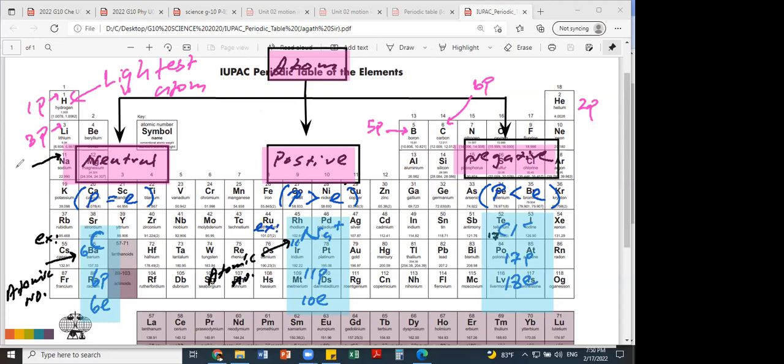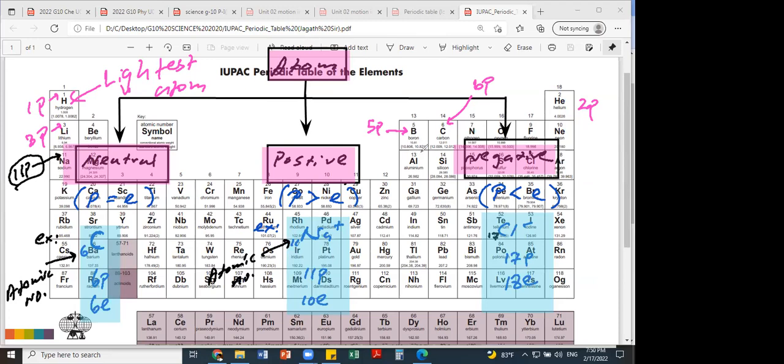The 11th element is sodium. That means no other element has atomic number 11 other than sodium. It's like your name and surname or your NIC. No other person has the same NIC number, whereas no other element in the periodic table has 11 protons other than sodium. Therefore, the 11th element of the periodic table is sodium. Why does the number 11 come? Because it has 11 protons.